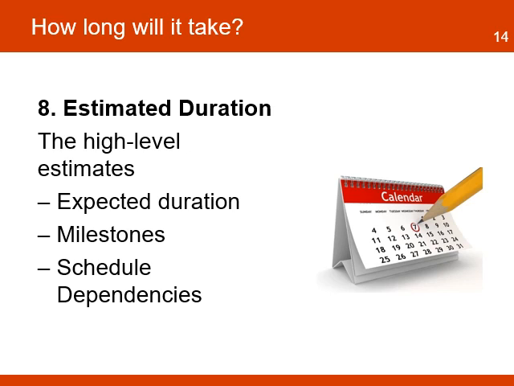How long will it take? This section provides an estimated duration. These are high-level estimates. This information can include some major milestones and any scheduled dependencies the project might have with other projects or initiatives in the organization, or even projects in the target community from other organizations.